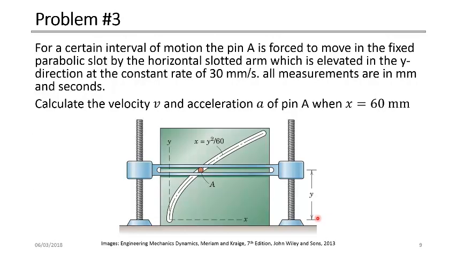Our third problem here is, for a certain interval of motion, the pen A. We have a pen here. This pen follows a parabolic slot in this plate. We have the origin, the x-axis, and the y-axis, and we have the pen at point A. And this parabolic curve is defined as x is equal to y squared divided by 60.